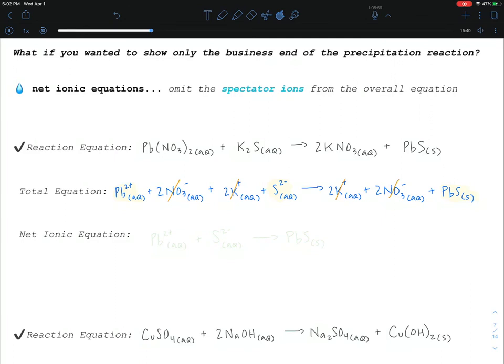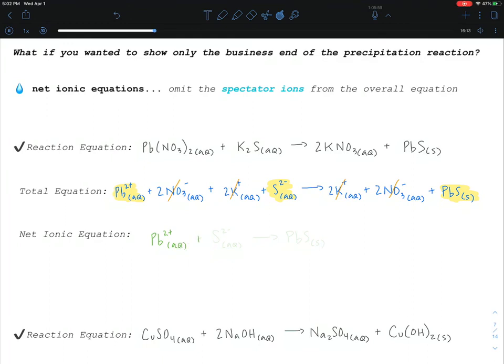So what I have here is the lead 2 plus cation on the reactant side. I've got the sulfide ion on the reactant side, and then I have the solid that those two formed on the product side. So the net ionic equation is simply going to be whatever is left over on the reactant side that we didn't cross off, so not the spectator ions, right?